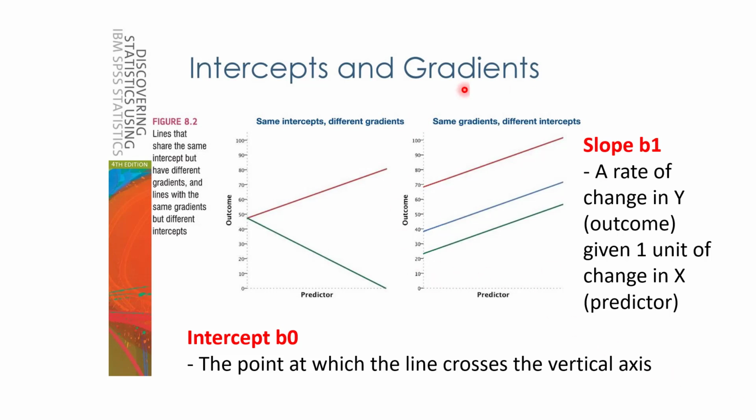Now let's look at the graph on the right. Here all three lines have different intercepts, but they have the same slopes. Because the three lines begin from different points on the y-axis, but have the same degree of change in y as x changes, the three lines are parallel to each other. With intercepts and slopes, we can test to what extent your independent variable predicts your dependent variable in your hypothetical model.